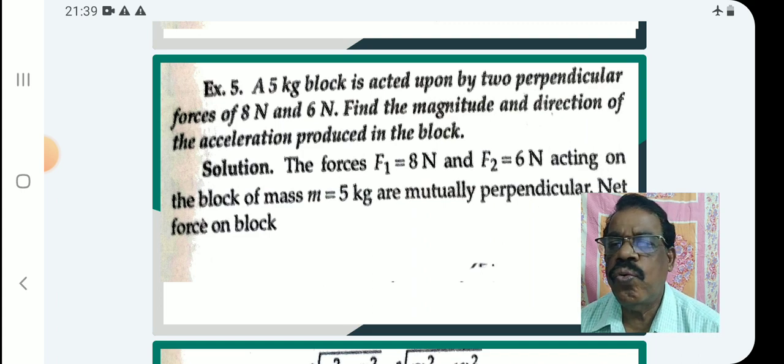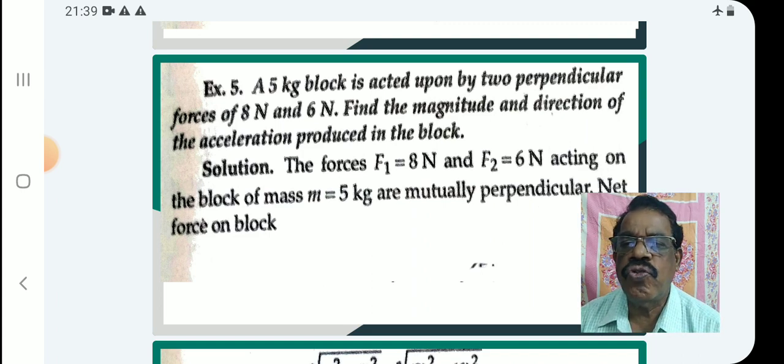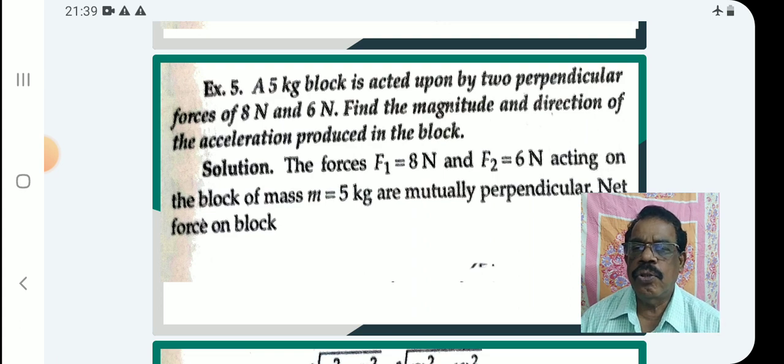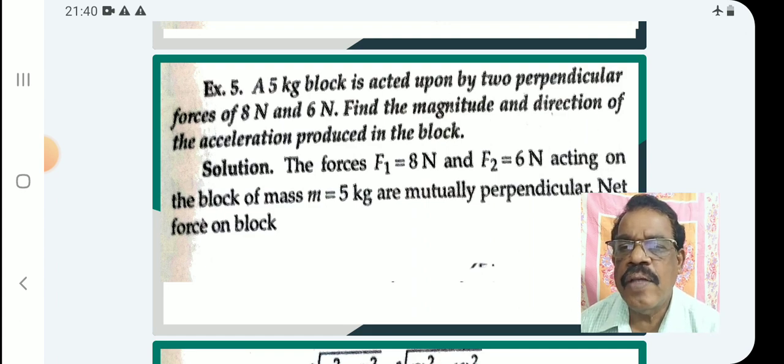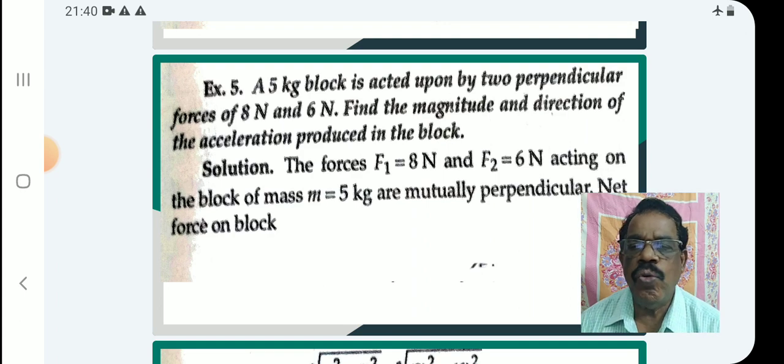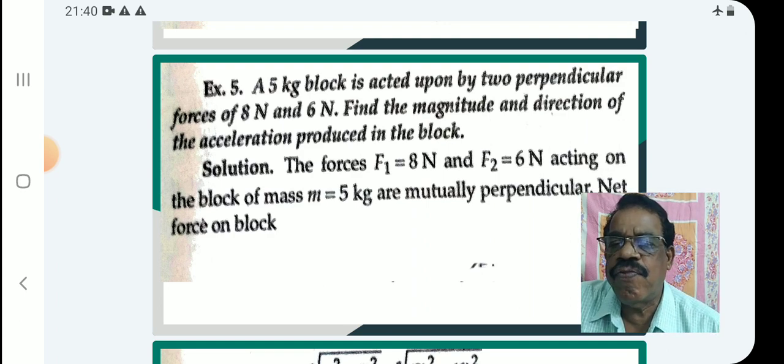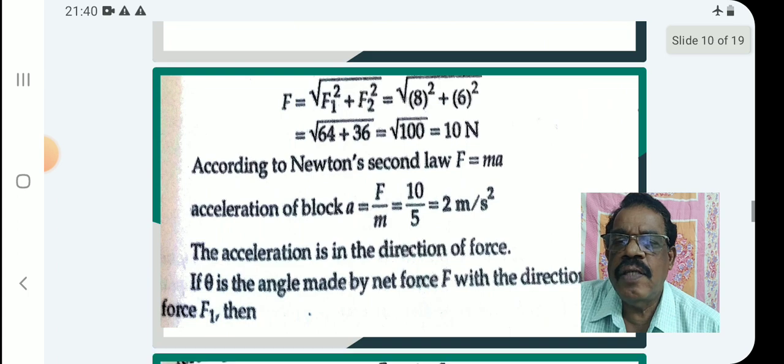Find the magnitude and direction of the acceleration produced in the block. Solution. The forces F1 is 8 Newton, F2 is 6 Newton, acting on the block of mass equal to 5 kg, which are mutually perpendicular. Net force on the block. What is the net force on the block?